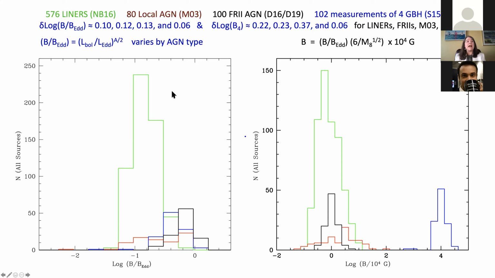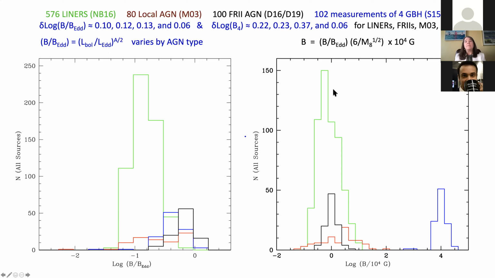Now we notice that B over B_Edd squared, which we will learn later on is related to the dimensionless mass accretion rate, but for now is a function. It does vary by AGN type, and that was known already and is expected. L_bol over L_Edd varies by AGN type, such as for radio galaxies, FR2 sources, etc. So that's easily visible here.